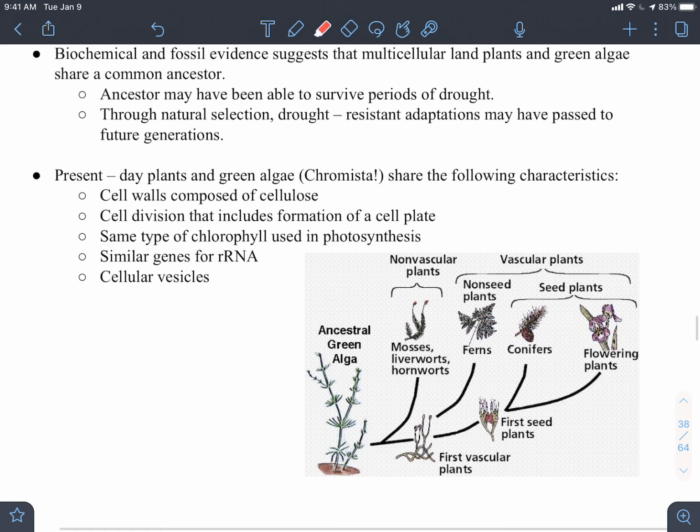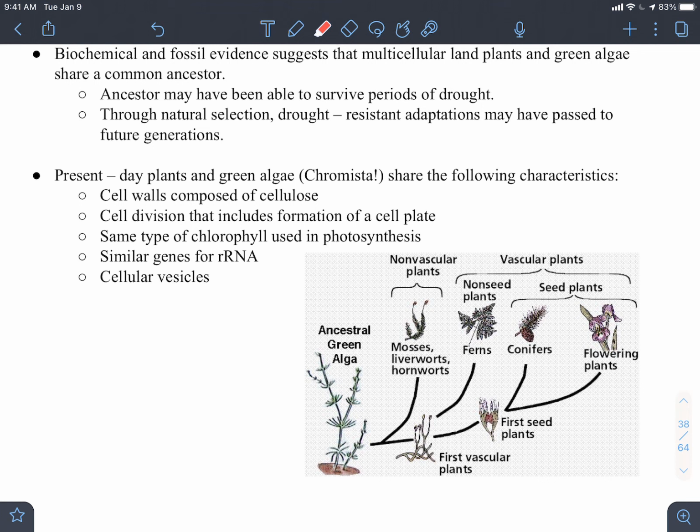Today, present day plants and green algae share the following characteristics. They have cell walls of cellulose, they have cell division that includes the formation of a cell plate, they have the same type of chlorophyll, and they have similar genes for their rRNA and cellular vesicles, but they are different because algae lack the multicellular characteristics like tissues and specialized organs.